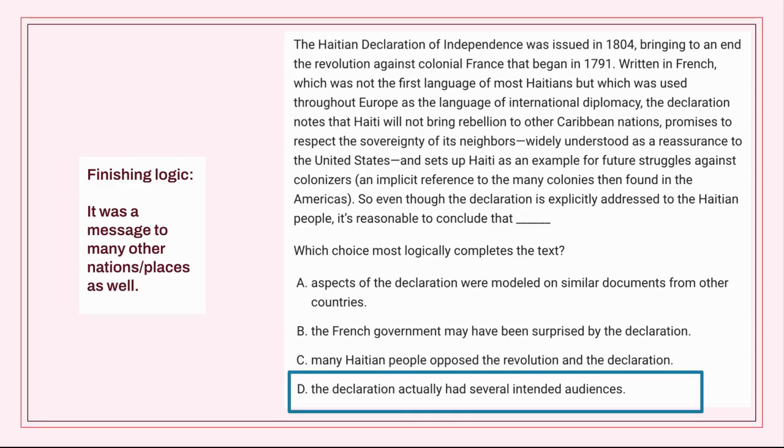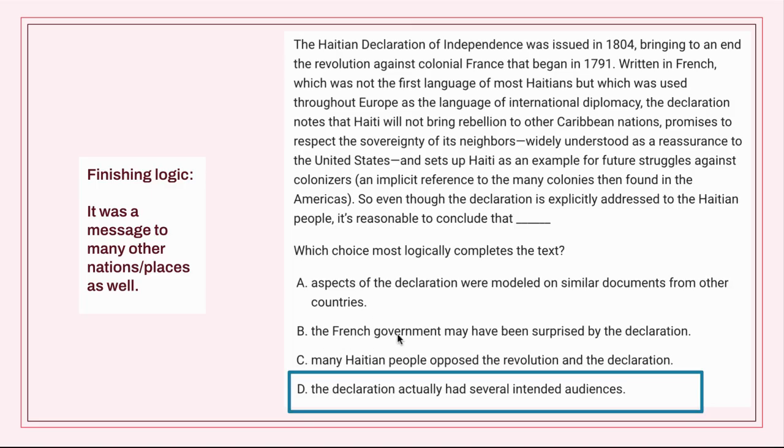I would say D. So the declaration actually had several intended audiences, pretty much what we said, right? So A, aspects of the declaration were modeled on similar documents from other countries. Well, I don't know. I mean, yes, it was written in French, like other European documents, probably. But we don't know if aspects of the declaration or the structure of the declaration were modeled on similar documents. We just know French is the general language. That's not the same thing as being modeled structurally as similar documents. So we're not sure. That's sort of a stretch, right?